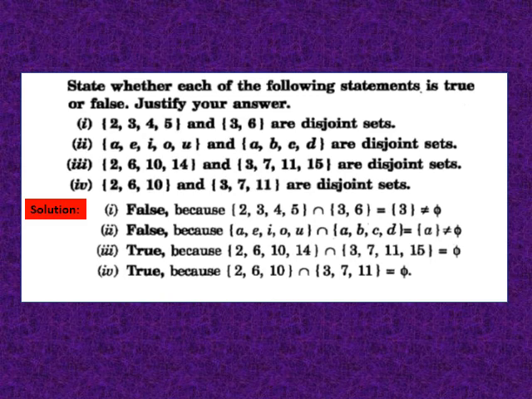Then {a, e, i, o, u} and {a, b, c, d} are disjoint. Again, since we have a common element a there, it will be non-disjoint. So it is false. Third, {2, 6, 10, 14} and {3, 7, 11, 15} are disjoint. Yes, because nothing is common, so their intersection will be equal to the empty set. So it is true. Fourth, {2, 6, 10} and {3, 7, 11} are disjoint. Again, since their intersection is empty, there is no common element, so they are disjoint. So it is true. Clear?